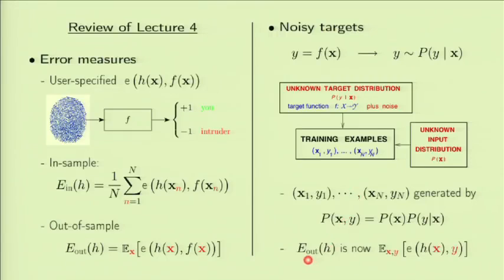And when you get the expected values for errors, you now have to take into consideration the probability with respect to both X and Y. So what used to be the expected value with respect to X is now the expected value with respect to X and Y. And then you plug in X into H and compare it to the probabilistic value of Y that happened to occur. And that would be now the out-of-sample error in this case.